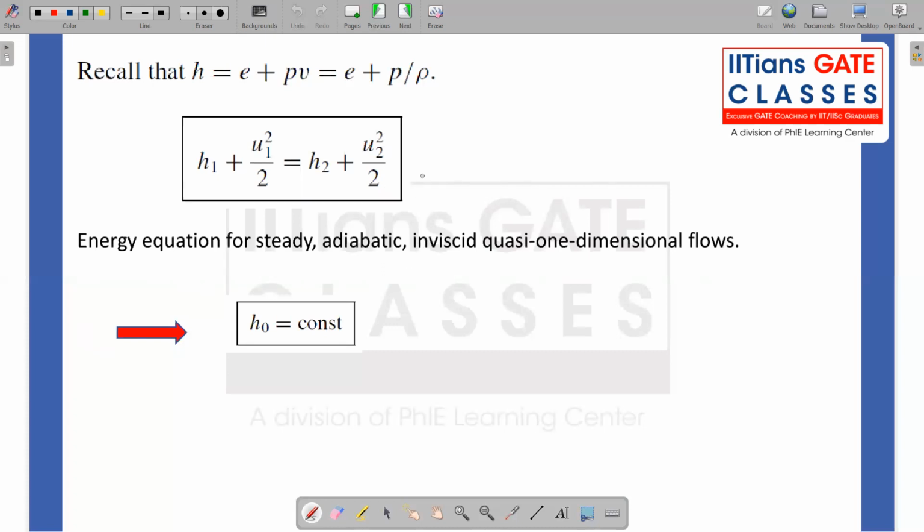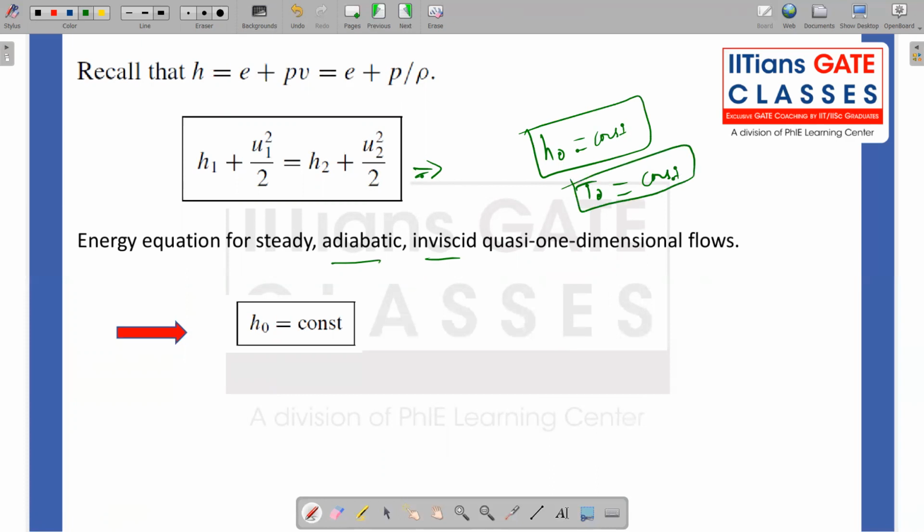So it implies that in quasi one-dimensional flow with inviscid and steady assumptions, and also adiabatic, H naught is constant. Even further, if I treat it as a calorically perfect gas, I can show that T naught is also constant. Okay. Straightforward. So right now, what we got is all the governing equations in integral form for quasi one-dimensional flow with steady, inviscid, and adiabatic assumptions.